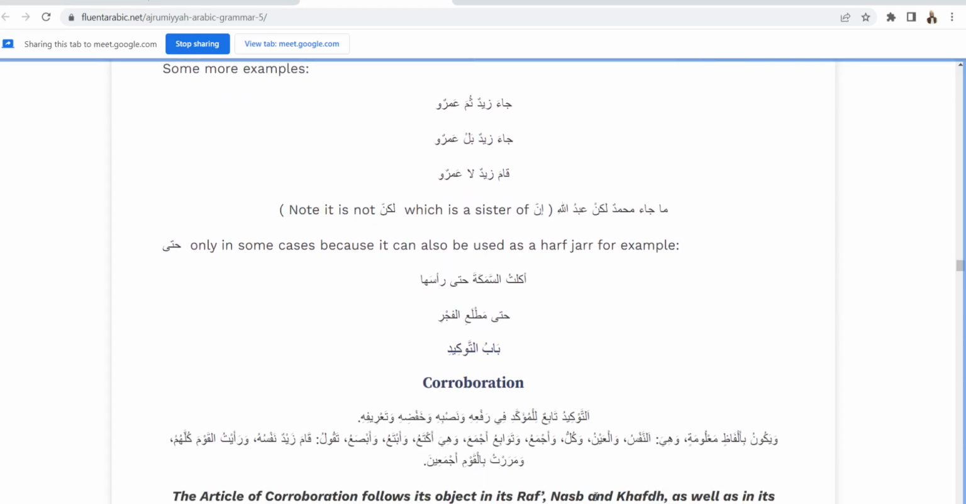And حتى has many meanings. Sometimes it does نصب: أكلت السمكة حتى رأسها. Sometimes it gives the meaning of jar: حتى مطلع الفجر.